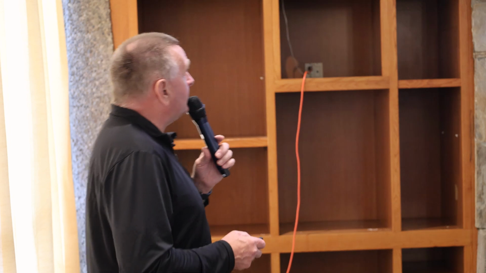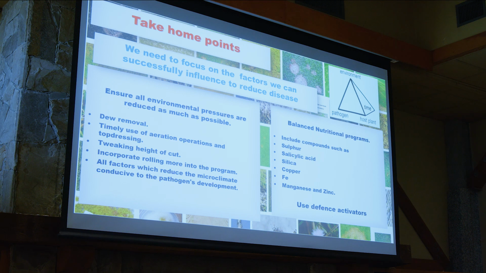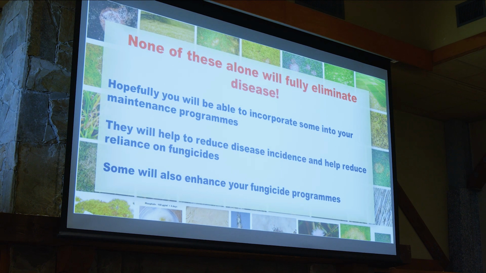Tweak your height of cut right through the year if you can. The higher cut you can get away with, the better. The plant's going to be healthier, like us. If we're healthier, we're better able to withstand infection or disease. Rolling definitely reduces disease, so get that into your program. Again, know your enemy and see what it likes and what you can do to reduce it. You need a balanced nutritional program because a lot of these defenses to abiotic and biotic stress, there's no free lunches. The plant needs to be able to draw on the resources to produce these compounds. Use the defense activators that we mentioned. They all will work.